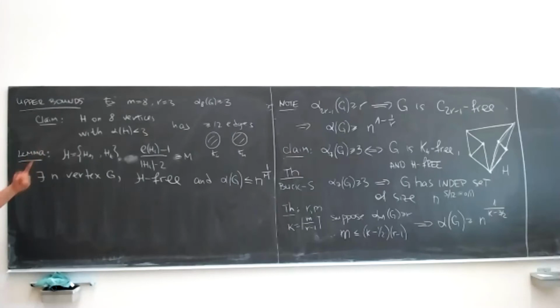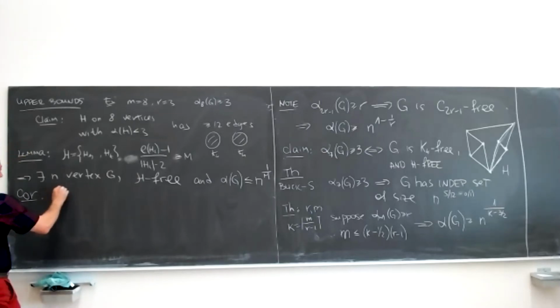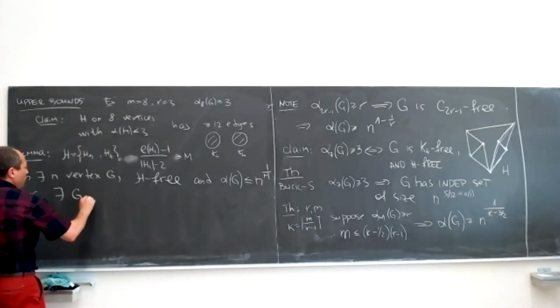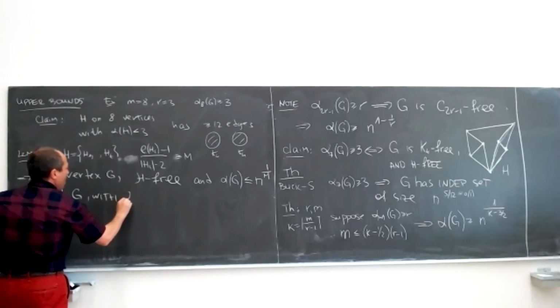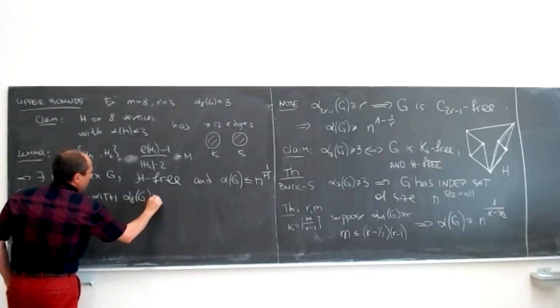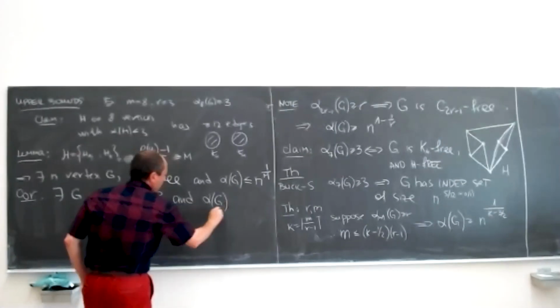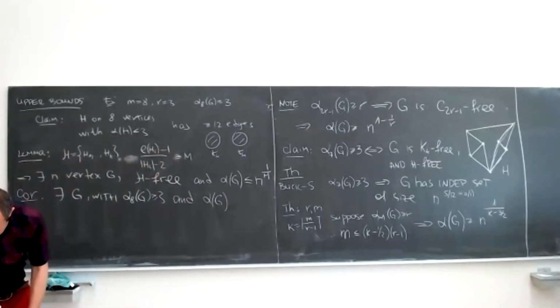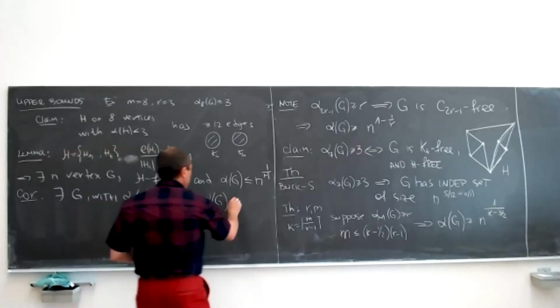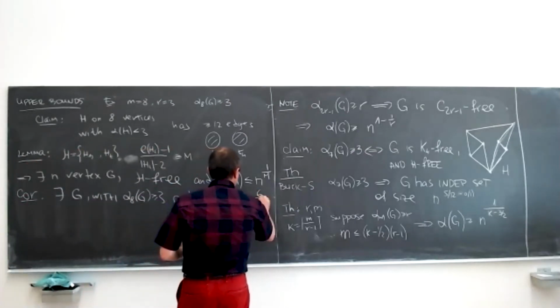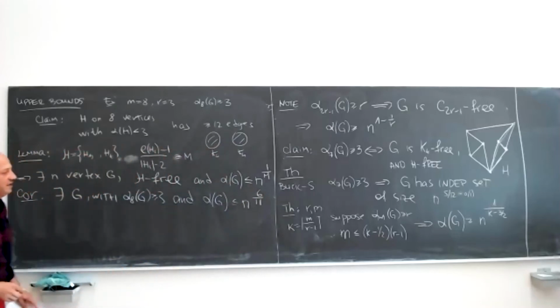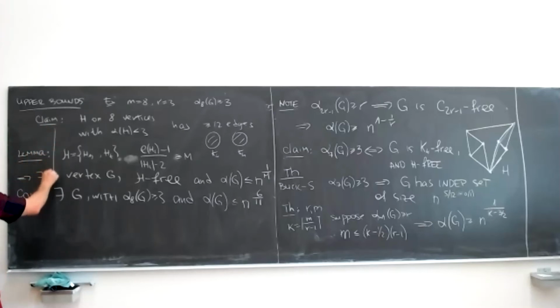And now you can try to write a corollary. So there is G with alpha 8 of G at least 3, and alpha of G, in this particular case, would be at most n to the 6 over 11. I'll say in a second about this. So why is this true? You use this claim.